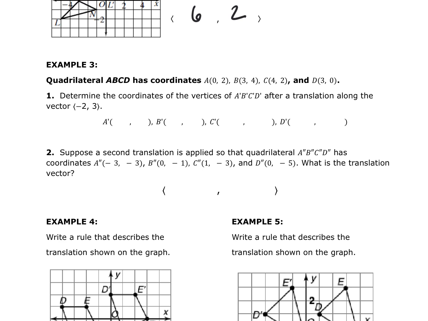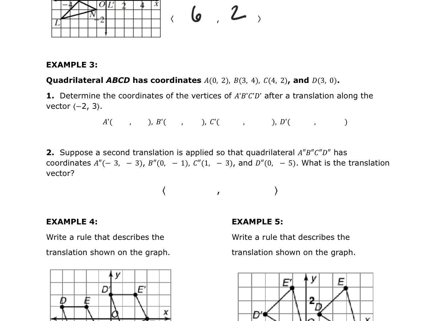All right, so quadrilateral ABCD has coordinates A at 0, 2, B at 3, 4, C at 4, 2, and D at 3, 0. So we're going to determine the coordinates of the new vertices A prime, B prime, C prime, and D prime after a translation along the vector of -2, 3. So the vector -2, 3 means we're moving everything left 2 and up 3. So we're going to subtract 2 from every x, and we're going to add 3 to every y.